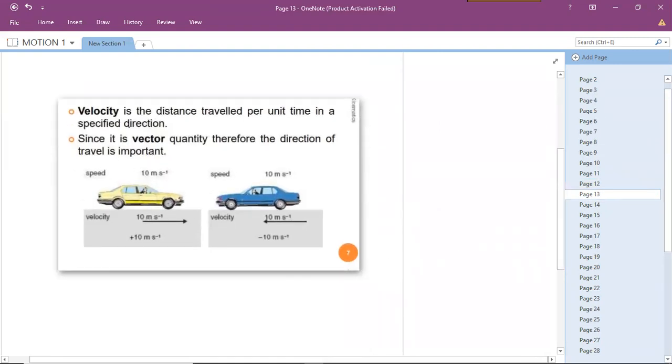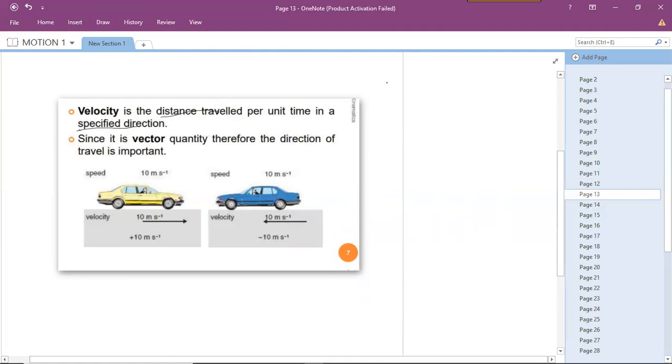All right, so this is what I was saying. Velocity is the distance traveled per unit time in a specific direction. I knew we would find this. So velocity is distance traveled in a specific direction. Because velocity goes in a specific direction, it's different from speed.